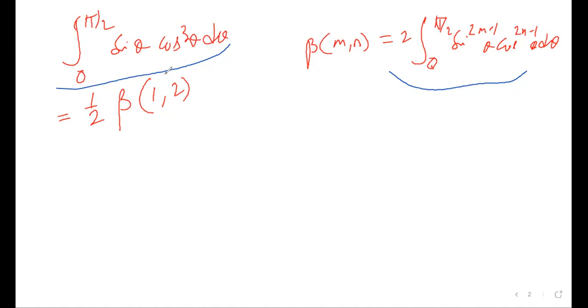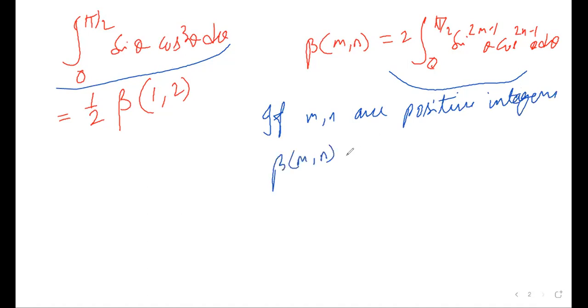Now there is a fourth expression, or fourth property, you have to learn that also. What is that? If m and n are positive integers, then beta m comma n, positive integers meaning natural numbers.